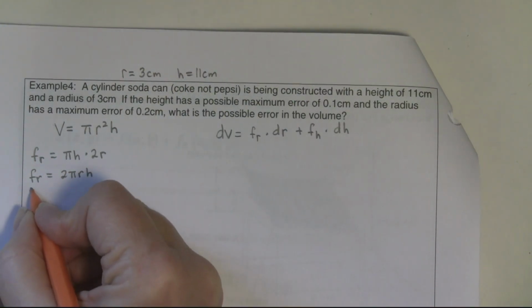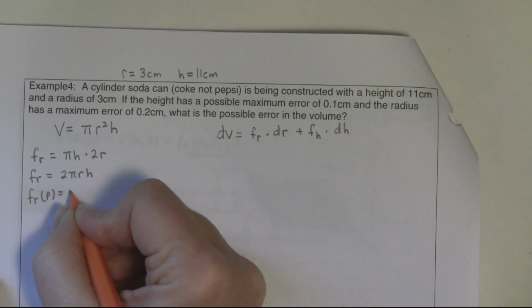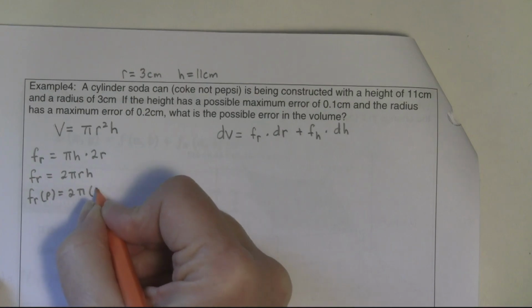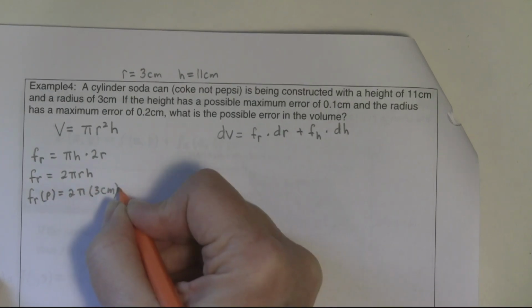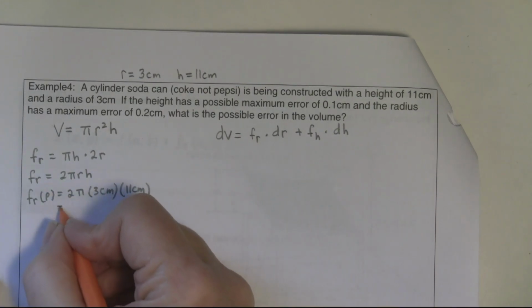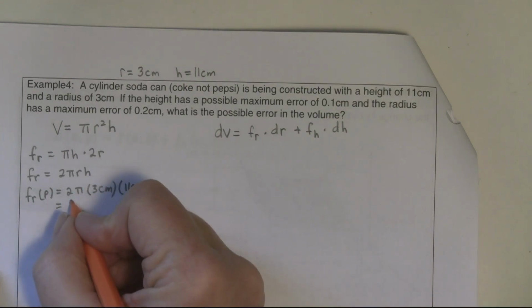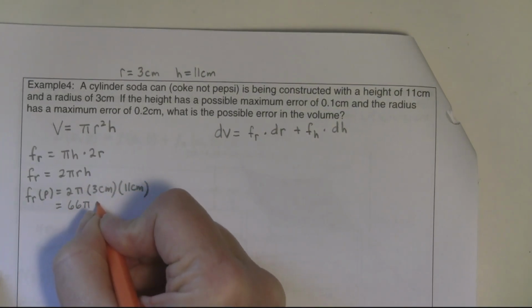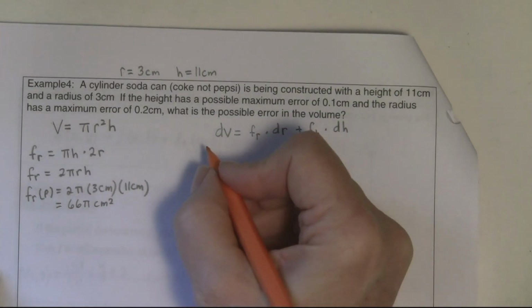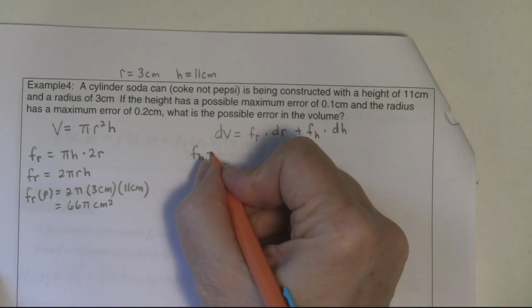So at the point, I'm going to put parentheses for our point. This is 2 pi r, which is 3 centimeters, and h is 11 centimeters. I need a calculator, I'm going to leave pi in it. 2 times 3 times 11 is 66 pi centimeters squared there. Then I want to also find f_h, the partial with respect to h.